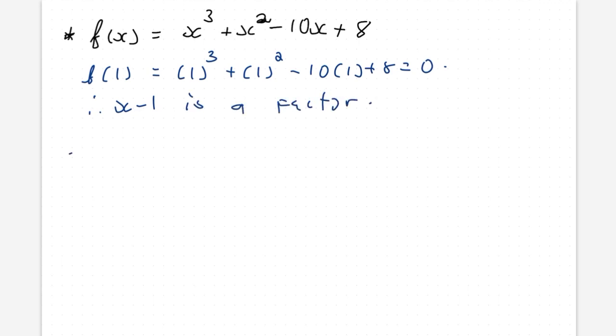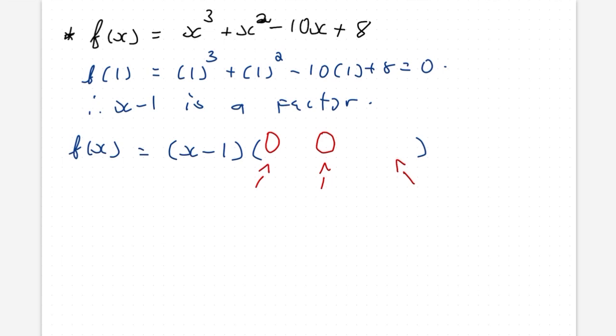Now, the next thing we're going to do is rewrite f of x as x minus 1 times another bracket that's going to have a trinomial. We're going to have three terms in this trinomial. First, we're going to have an x squared term here. We'll have an x term there. And here we'll have a constant.